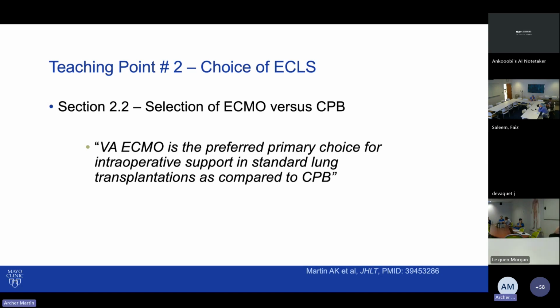When we talk about standard, what does standard mean? Well, it is a patient that doesn't have a concomitant cardiac procedure, for instance. So if your patient's coming in for a double lung transplant, but they need a CABG, or they may need a valve associated with it as well, that's not going to be done on ECMO. You might do it on ECMO and then convert to cardiopulmonary bypass using a hybrid circuit per se. But it's important that each of these statements have nuance within them to provide flexibility to the teams. But generally speaking, VA ECMO should be the preferred choice.